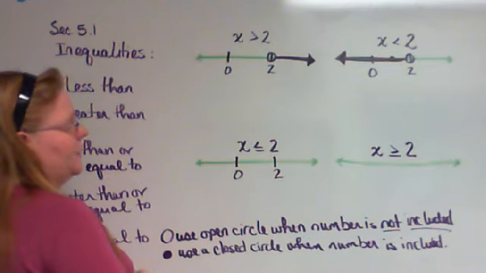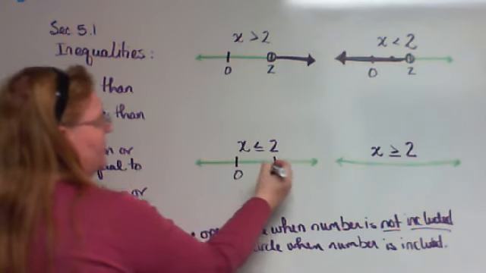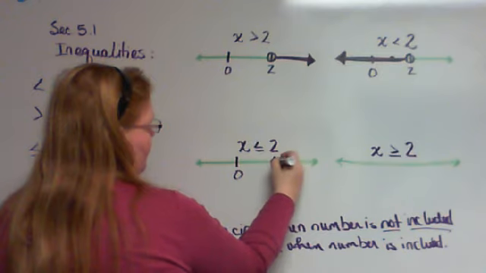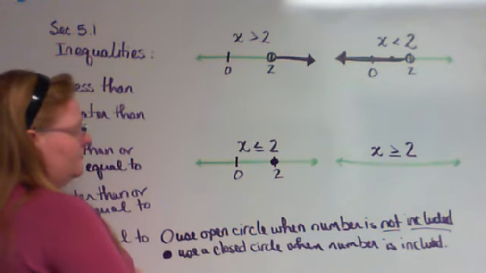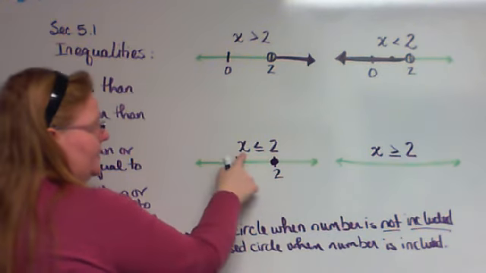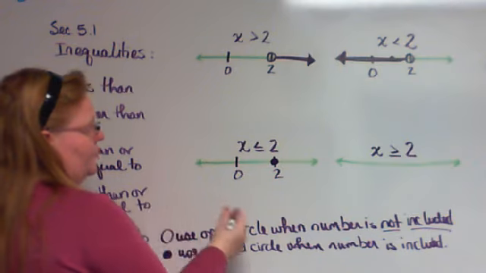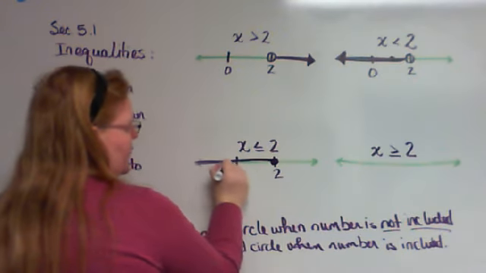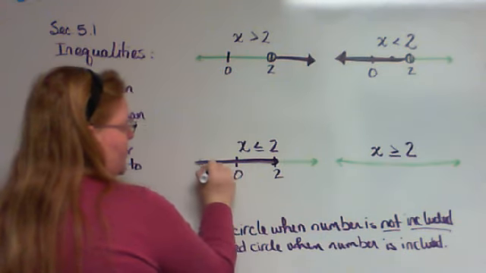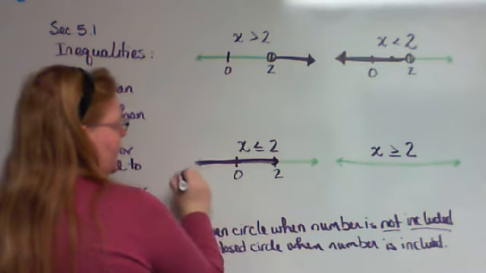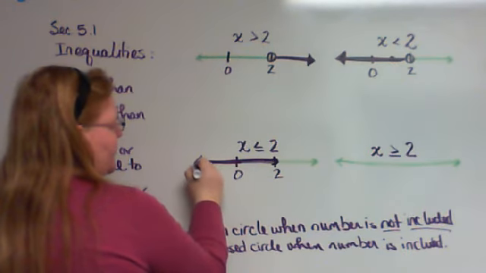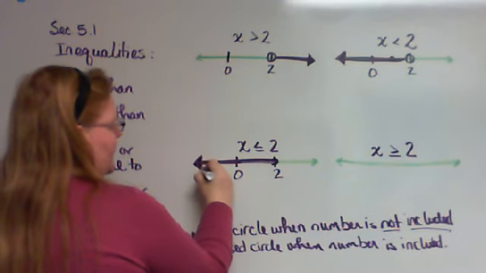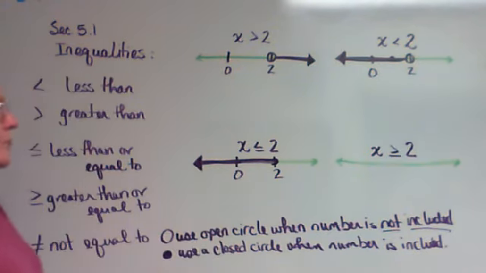One that's filled in when it is included. So here I'm going to put a filled in circle on 2. And then I want everything that's less than or equal to 2. So I'm going to shade all the stuff that goes this way, because all of this is the stuff that's less than or equal to. And I have to shade my arrow because it's also less than or equal to 2.